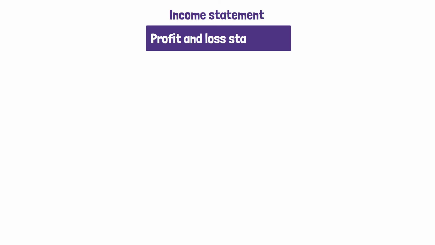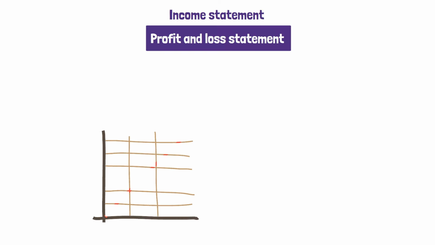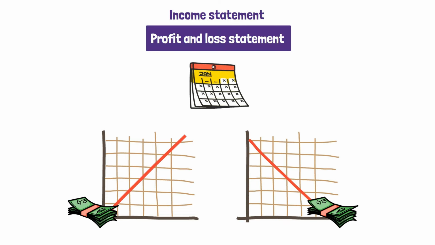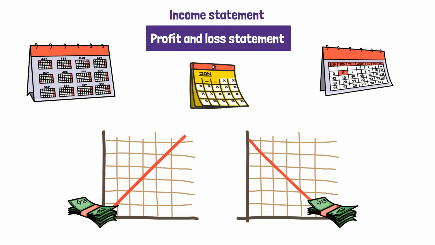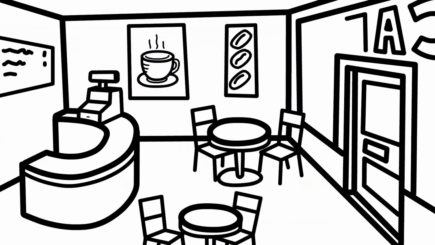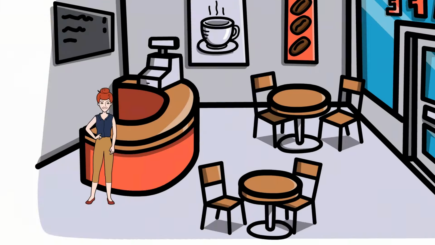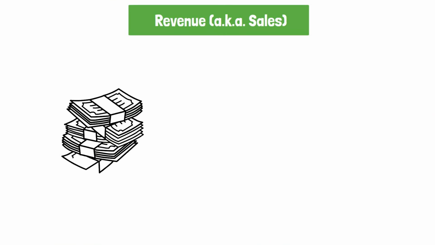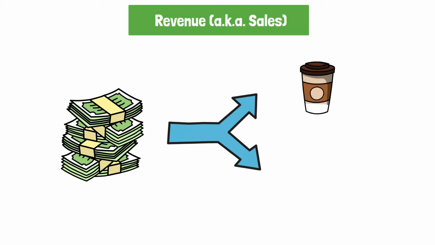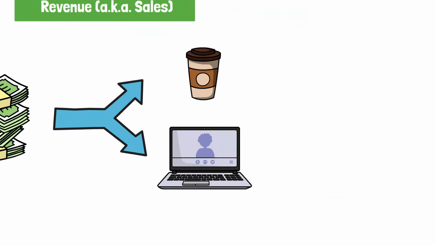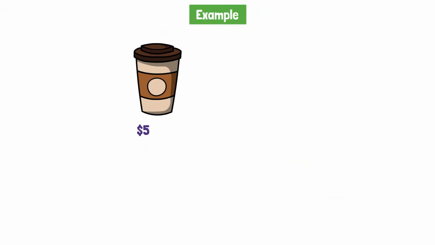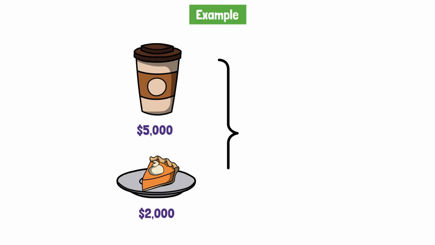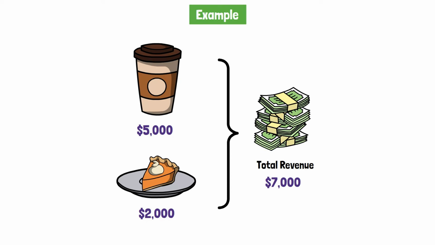The income statement, which is also called the profit and loss statement, shows whether you're making or losing money over a period, like let's say a month or so, or even a year. So let's say we're running a small coffee shop here. All right, step one is your revenue or your sales. This is all the money that you've made from selling your products or services. For example, coffee sales, $5,000, pastry sales, $2,000, total revenue equals $7,000.